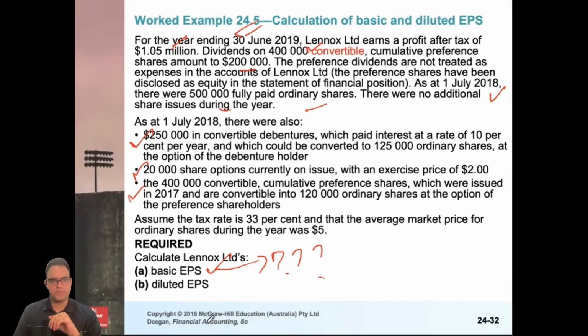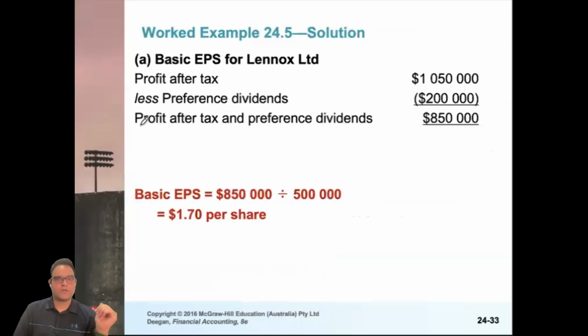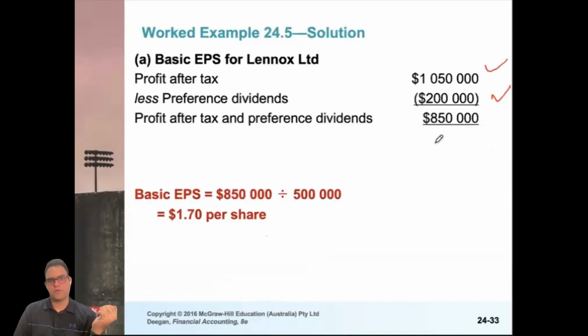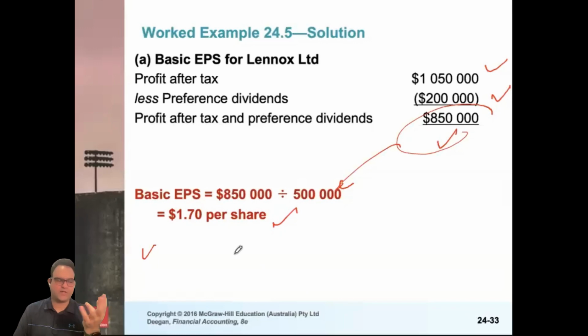Let's see what we do for the basic EPS. The basic EPS is profit after tax less any dividend paid for the preference shares, which is 200,000, which we take from here. So the total earnings amount is 850, and the total number of shares is 500,000. So EPS is 1.70 per share. In this question, we did not talk about further issuing shares, buying back shares, or bonus shares. We try to keep it very simple on the EPS.